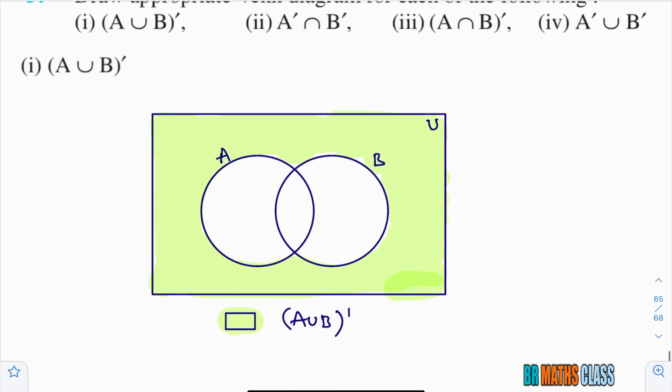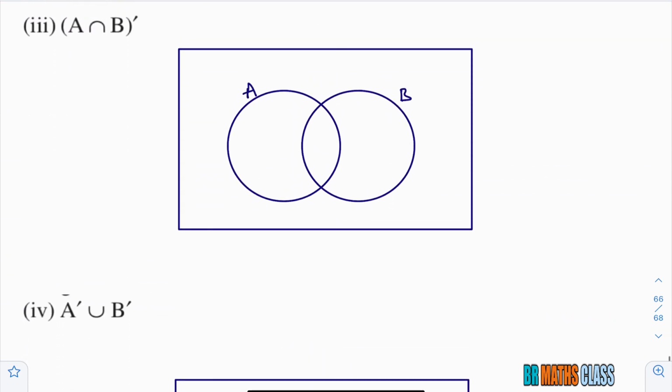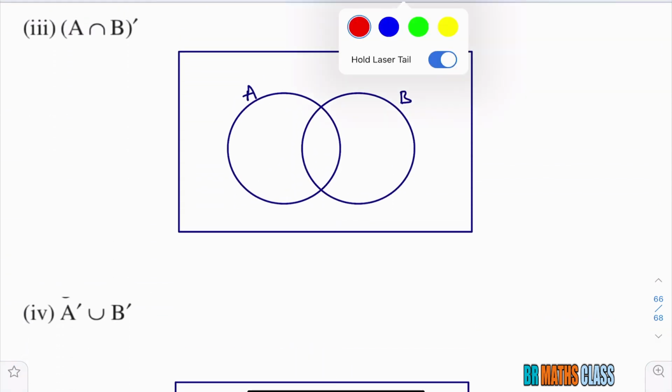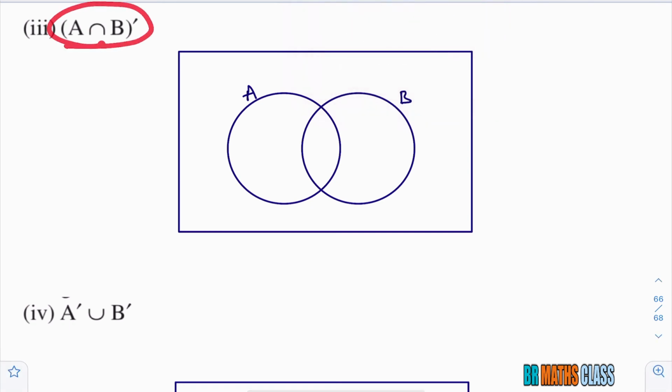Now see the third bit. What is the third bit? A intersection B whole dash. You observe this diagram. You know what this part is. This part is A intersection B. This we learned in the intersection of sets definition. When the intersection of sets definition was going on, at that time we learned that this is A intersection B.